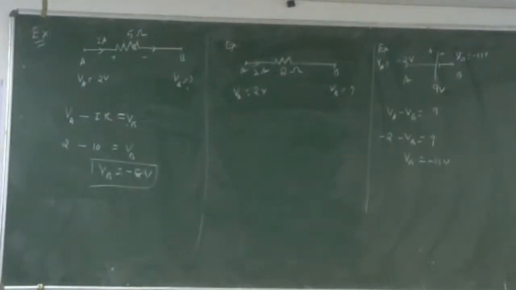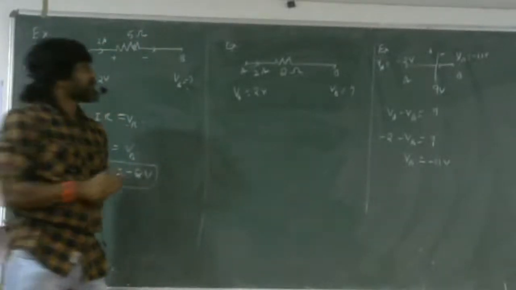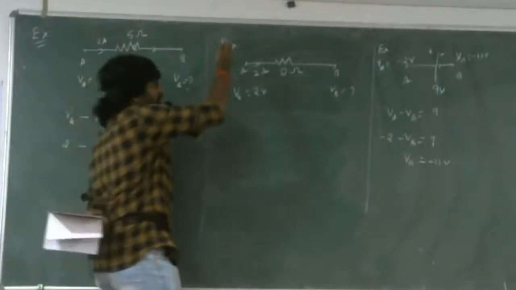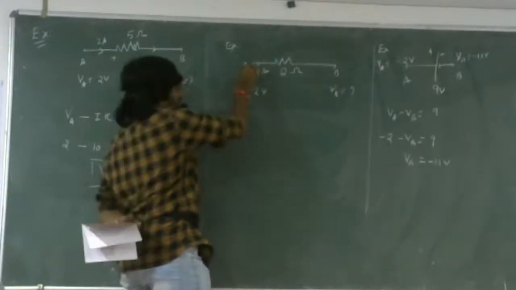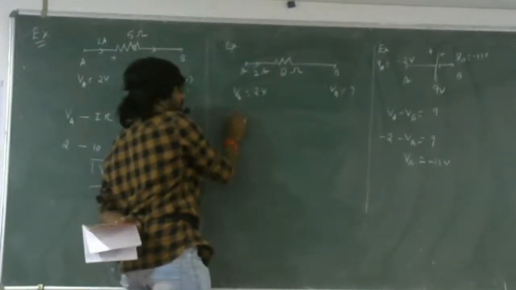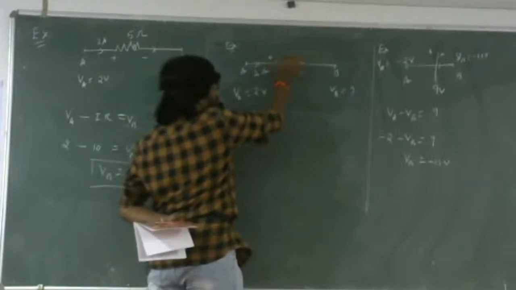Yes? 0? Minus 2? How many got 0? How many got minus 2? So the same, you have to start from A. As current is flowing in this direction, you have to take it as higher potential. So VA, as current is flowing through the resistor from left to right, this will be at higher and this will be at lower potential.